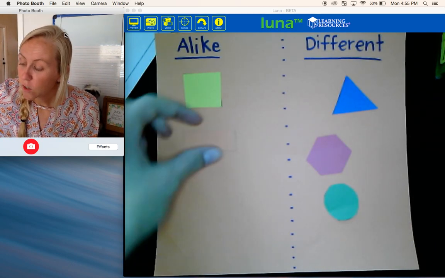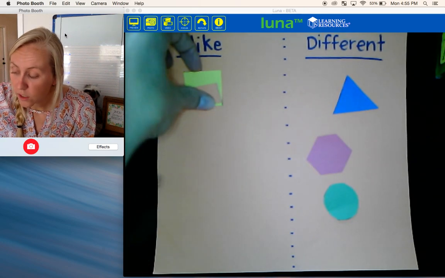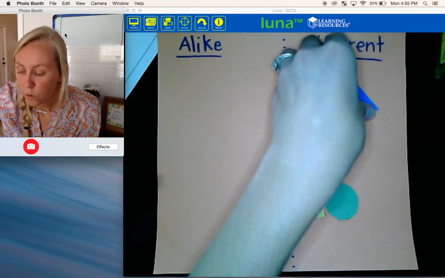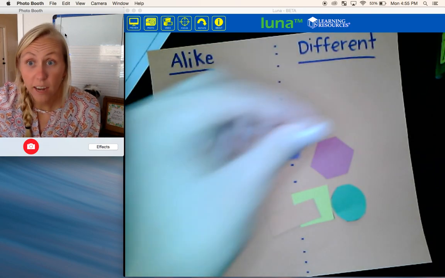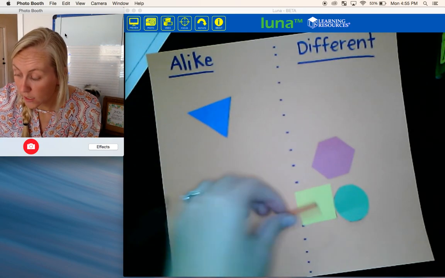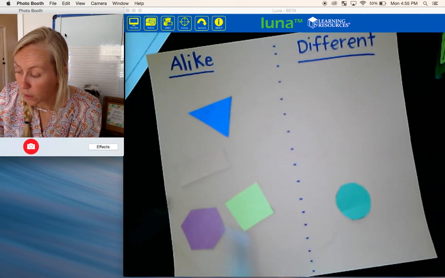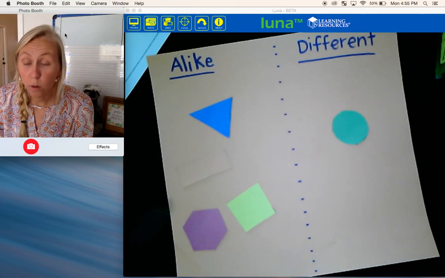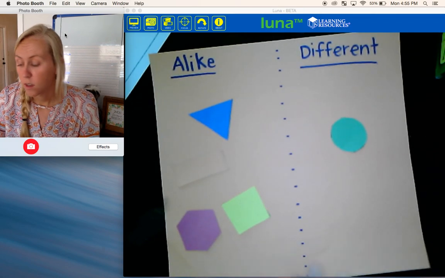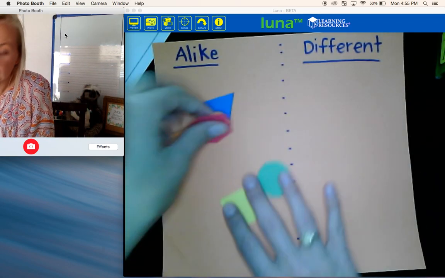All right, and you could do this at home if you wanted, and you could change it up. You could do, if it has vertices, it goes on this side. So all the shapes that have vertices go on this side, which would be all of those, and the poor circle would be by itself on the different. Okay, there's many different ways you could do this activity.